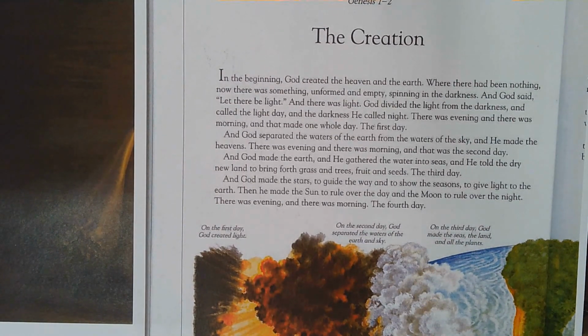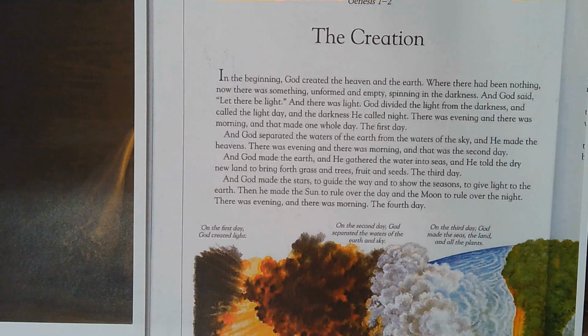Okay, so on the first day the world was created, according to the Bible, God made night and day. So he worked the first day and made night and day. Okay, let's continue. And God separated the waters of the earth from the waters of the sky, and he made the heavens. There was evening, and there was morning, and that was the second day. So on the second day that he worked, he made evening and morning, and separated the waters of the earth from the waters of the sky. So he's worked 2 days.